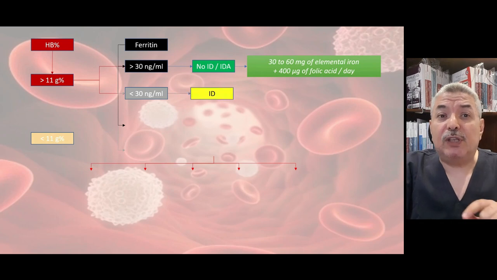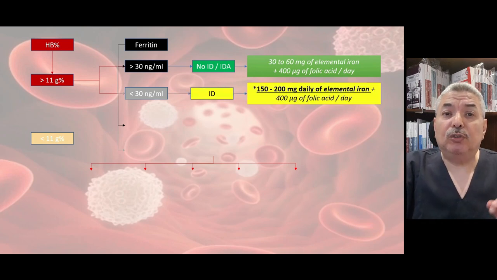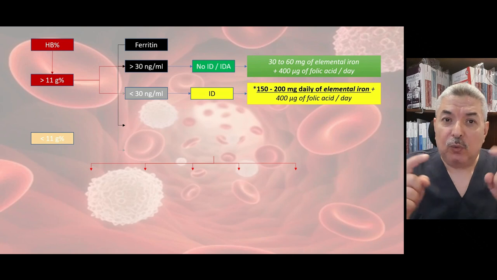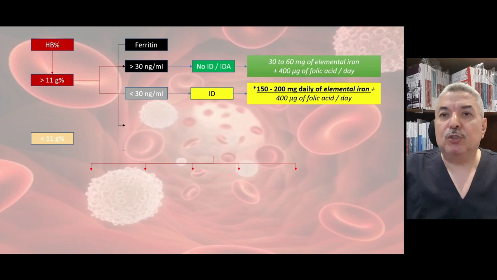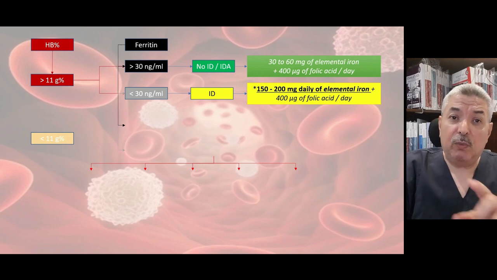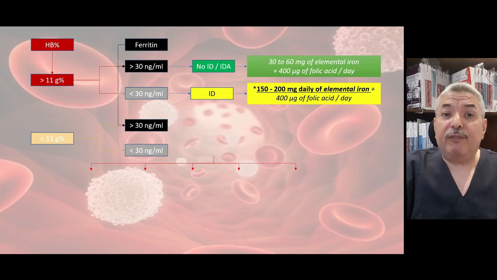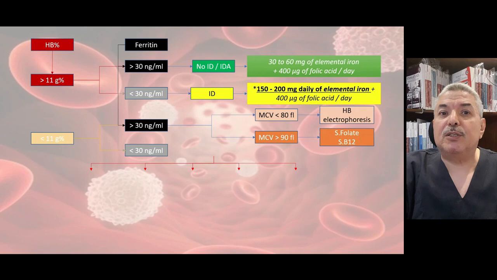she has deficient iron. And this patient, in order not to wait till she goes into iron deficiency anemia, we can give more supplementation, and we will talk about this between brackets. What is more supplementation? The WHO says 150 to 200 milligrams elemental iron per day. And then if hemoglobin is less than 11 and the stores are good, more than 30 nanogram per milliliter, this means that this is not iron deficiency anemia. This is another type of anemia.